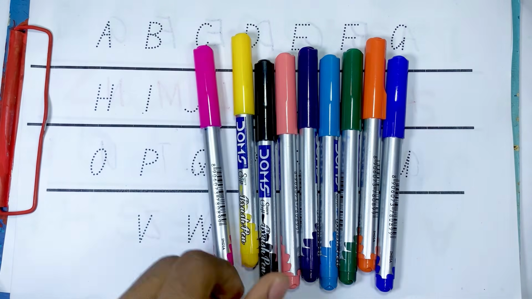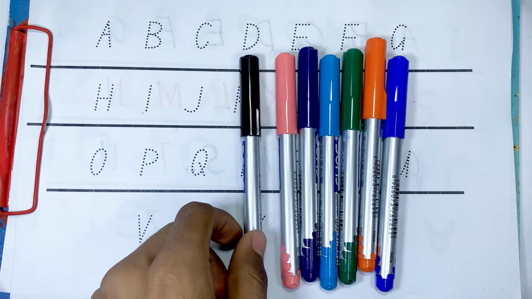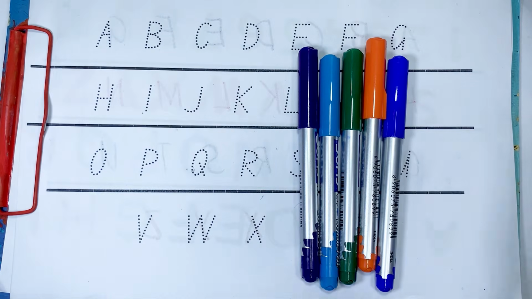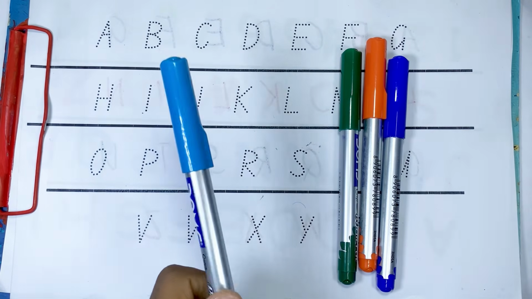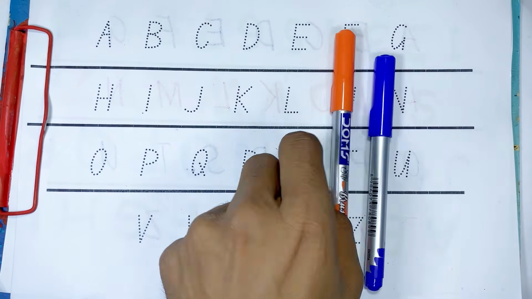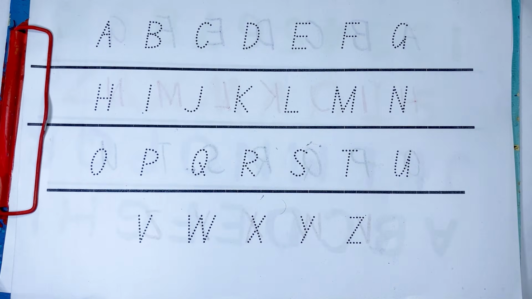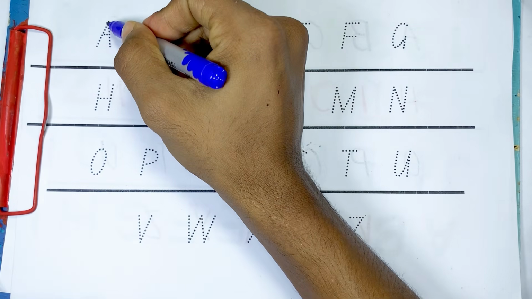light green color, pink color, yellow color, black color, light pink color, purple color, sky blue color, green color, orange color, and blue color. So kids, now you draw A and use sky blue color. Sorry kids, blue color.